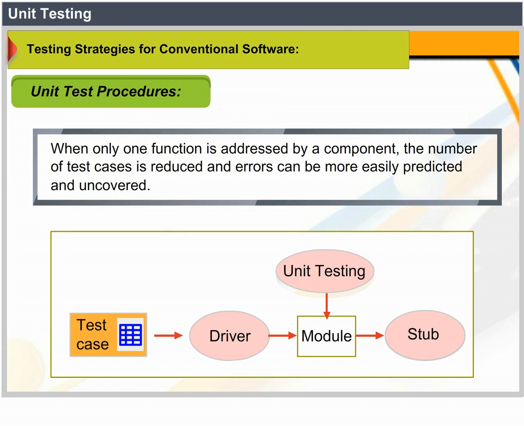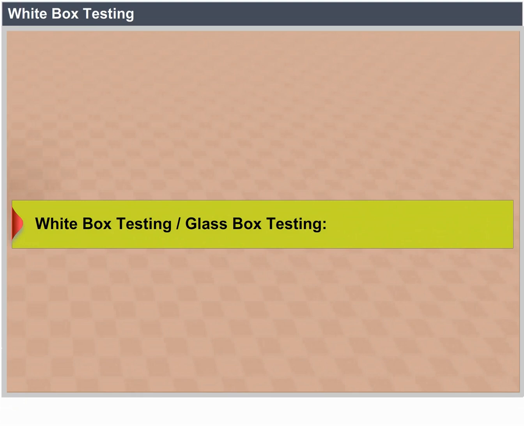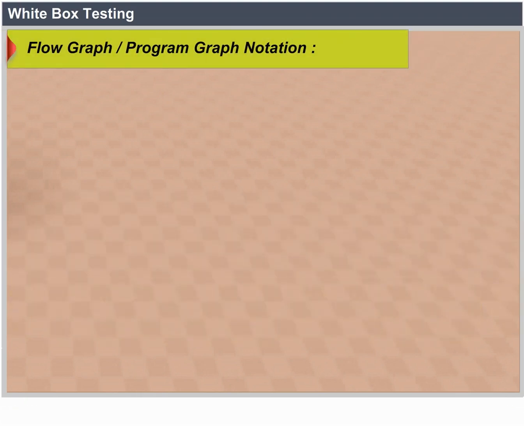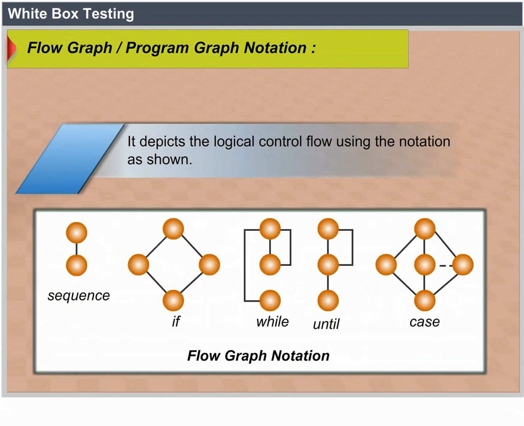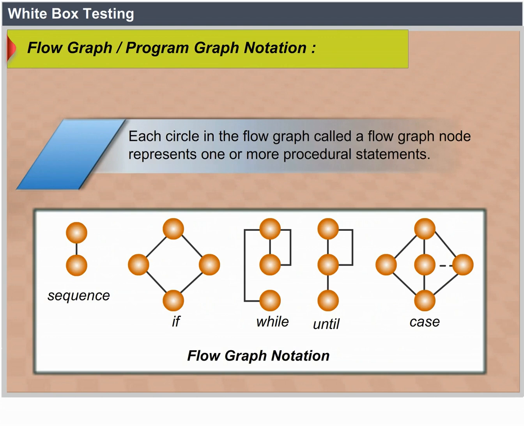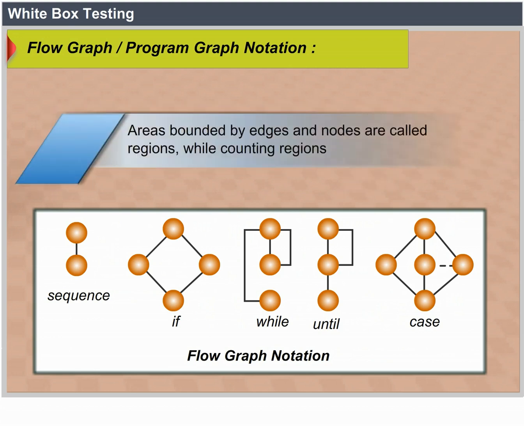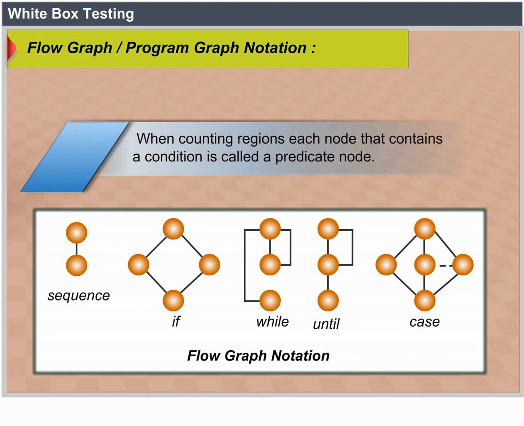White box testing, glass box testing. A test case design method that uses the control structures to derive test cases. Flow graph, program graph notation. It depicts the logical control flow using the notation as shown. Each circle in the flow graph, called the flow graph node, represents one or more procedural statements. Arrows on the flow graph, called edges or links, represent flow of control and are analogous to flow chart arrows. Areas bounded by edges and nodes are called regions. When counting regions, each node that contains a condition is called a predicate node.